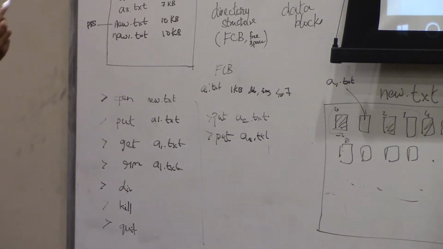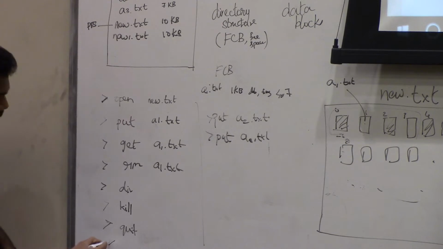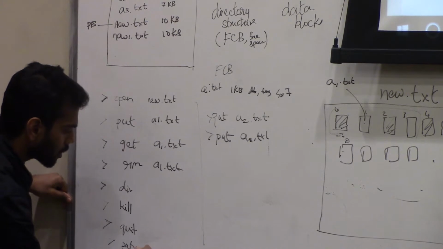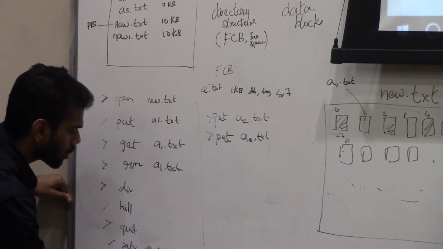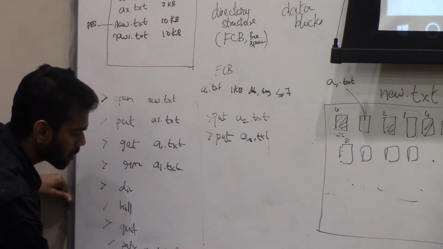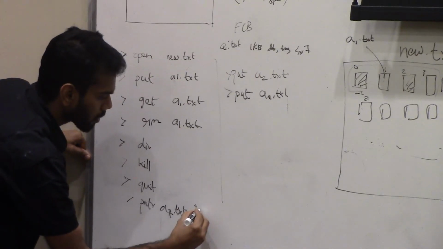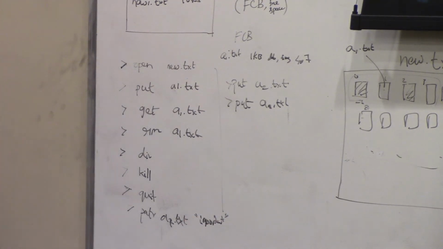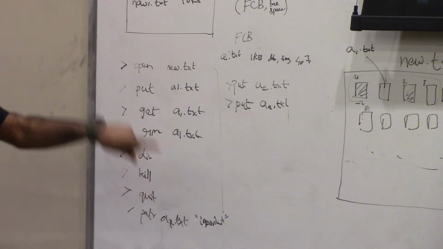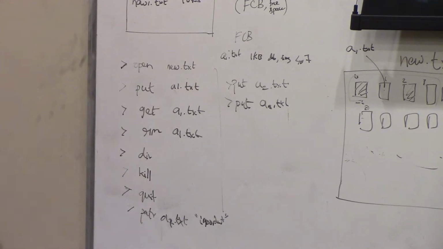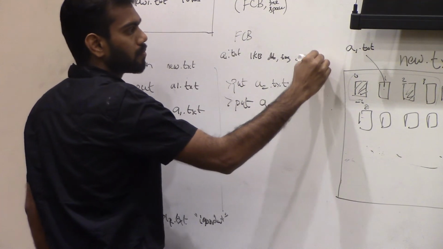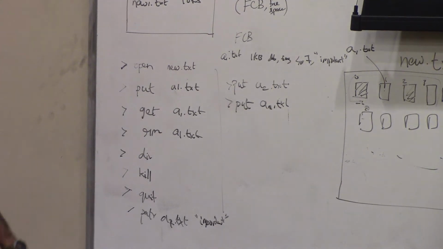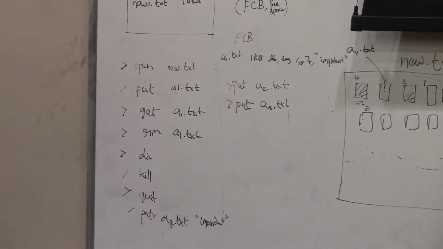Then if I'm giving put or my file remarks, put or a1.txt important, then the remark should be added to your directory structure, which is your FCB, and you should update it in your new.txt.